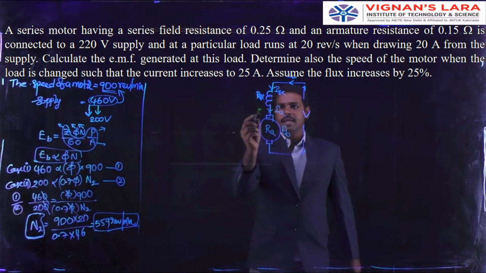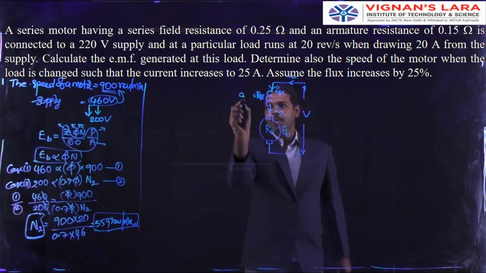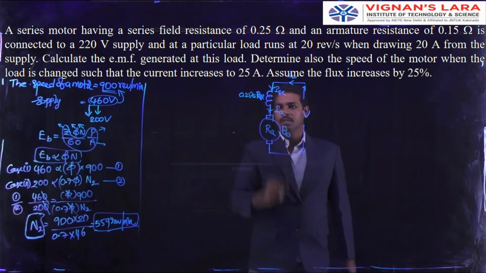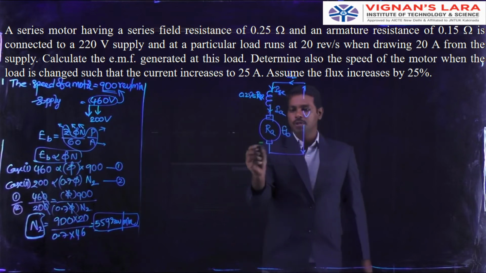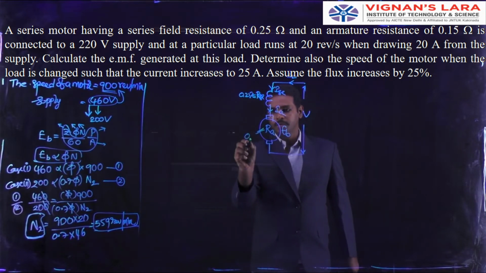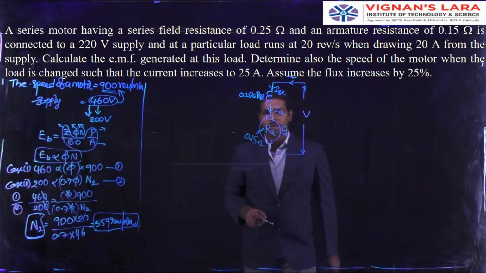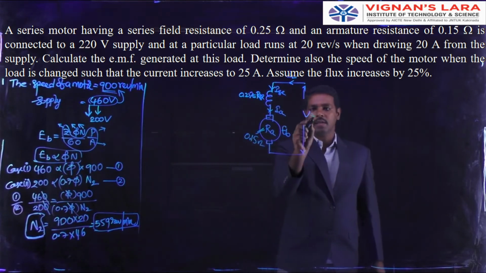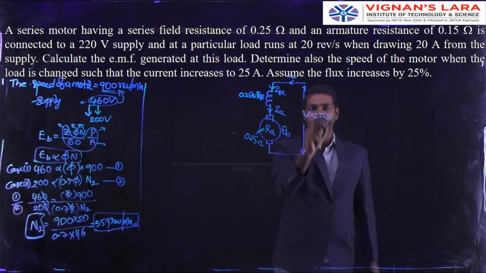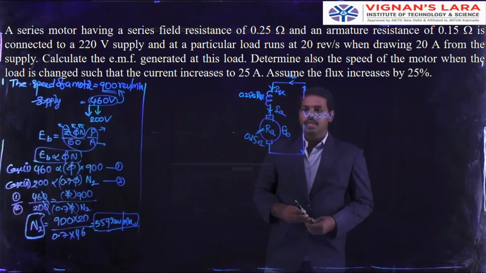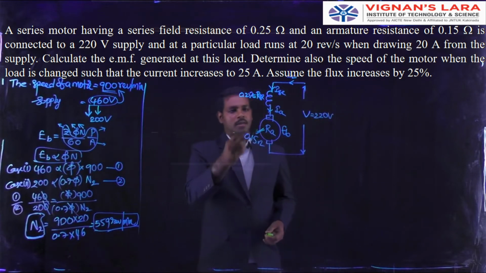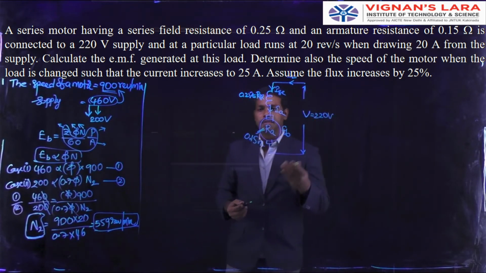So the field resistance is equal to 0.25 ohms, and the armature resistance is equal to 0.15 ohms, connected to a supply voltage of 220 volts. Generally, we know the voltage equation of a series motor.